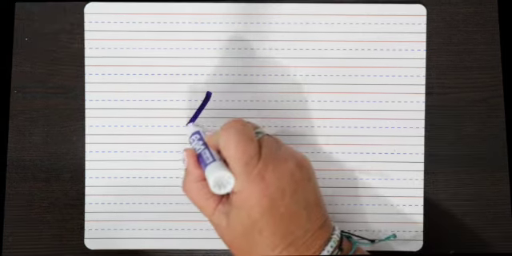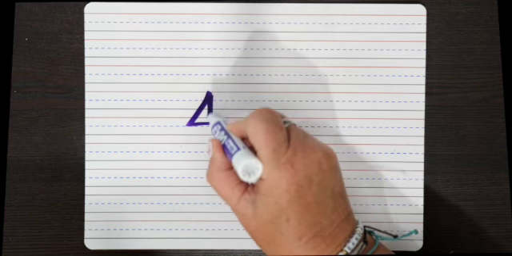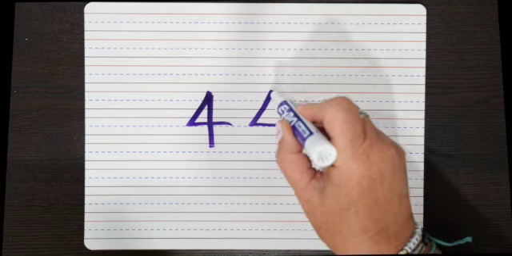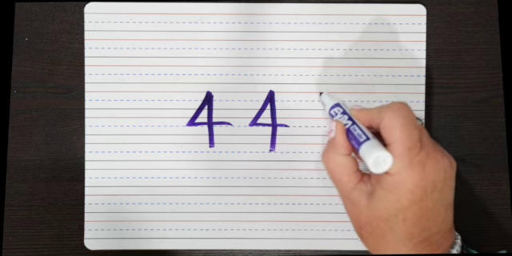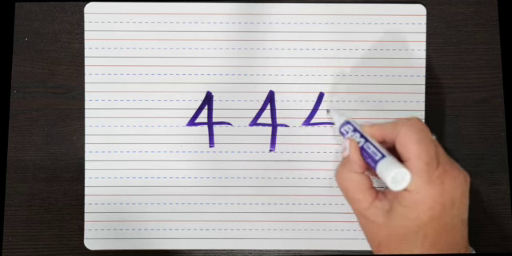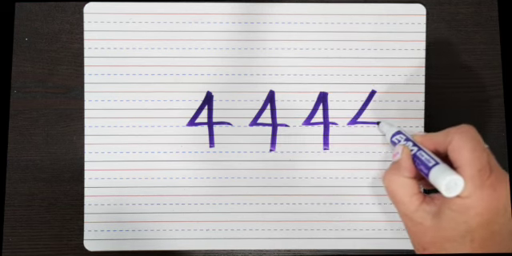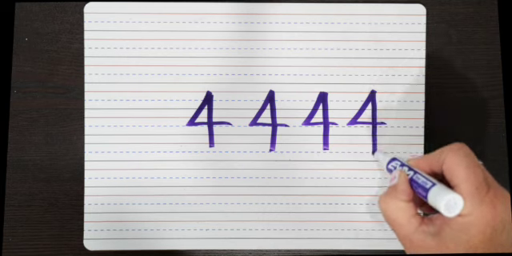The number 4 is slant across, down. Slant across, down. That's how you make a 4.